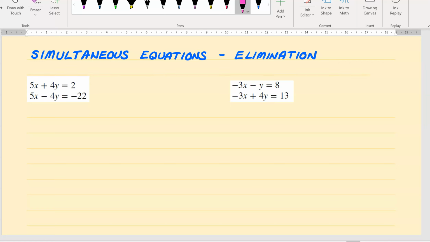Alright, so hopefully you nailed the simultaneous equations via substitution. The second method to solve these is called elimination. Now, eliminate means to get rid of, and that's exactly what we're going to do here, get rid of either the x's or the y's.